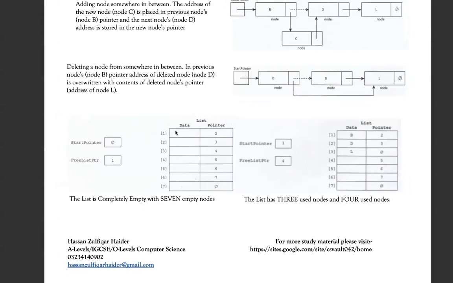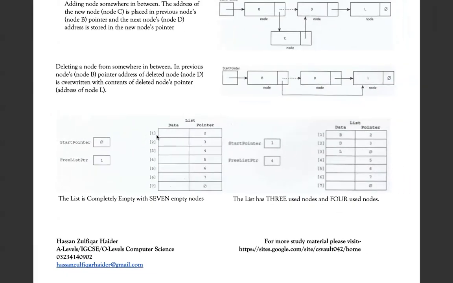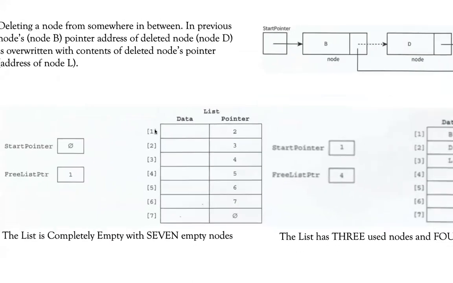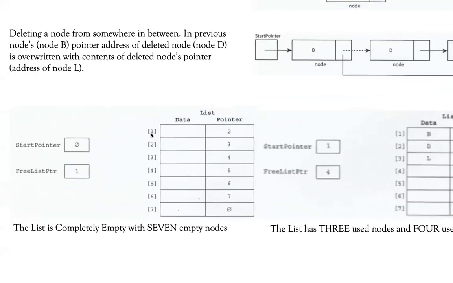Now, as can be seen in this diagram over here, you see these square brackets, they represent index position. So the node at index position 1 is pointing towards the node at index position 2, and node 2 is pointing towards 3, 3 is pointing towards 4, 4 is pointing towards 5, 5 is pointing towards 6, 6 to 7, and as 7 is the last node, it is pointing towards nothing.